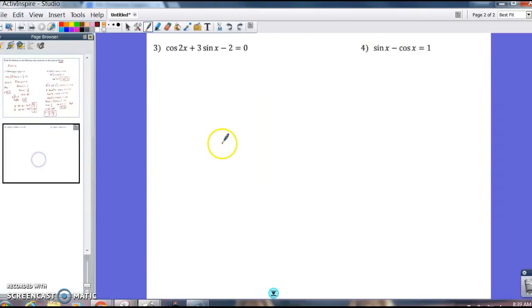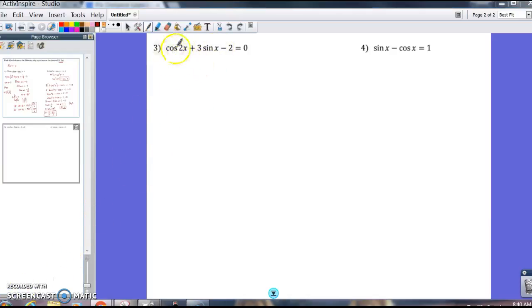Moving on to the next 2 examples. In number 3, in this problem we have a double angle. So this is the cosine of a double angle. And if you remember last week when we talked about double angle formulas, we said for cosine there's 3 of them. If you go back to your sheet of formulas, you'll see there are 3 different choices for cosine of a double angle. And there's one in particular that we're going to use. We're going to use the one that has sine in it because I have a sine already in my equation.